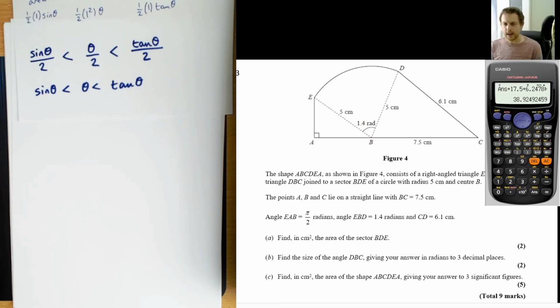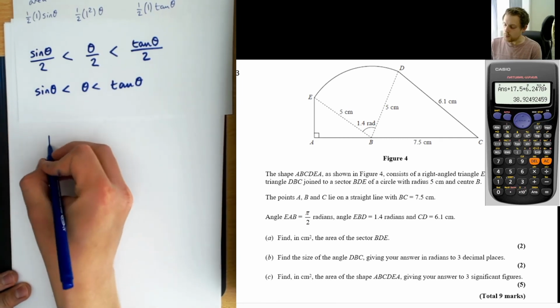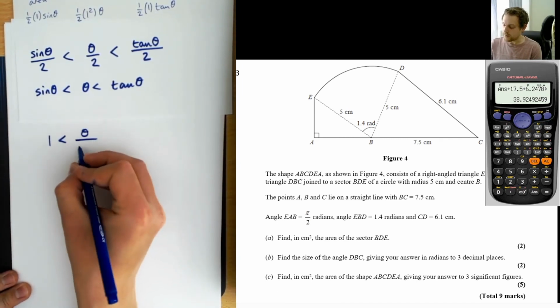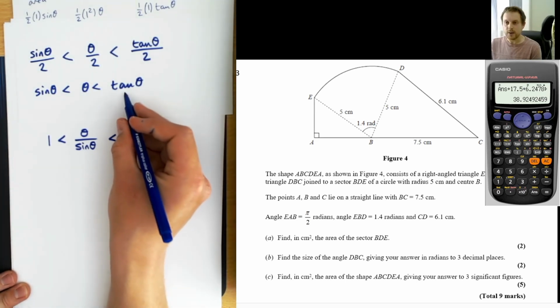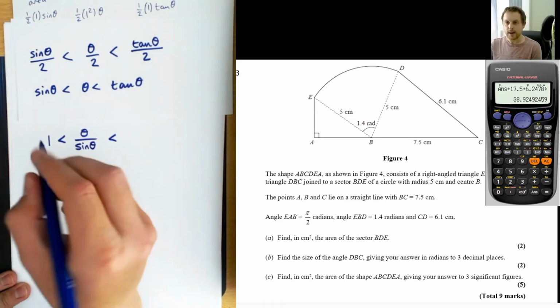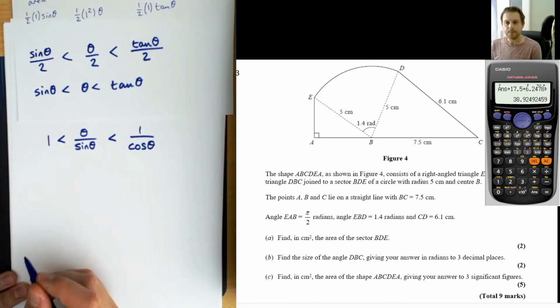Theta is also not negative and sine theta is also not negative. So it won't flip the inequalities and I won't have a division by 0 error. So I'm going to divide everything by sine theta. So 1 is less than theta over sine theta less than, now tan theta is sine theta over cos theta. When I divide that by sine theta, I just get 1 over cos theta.